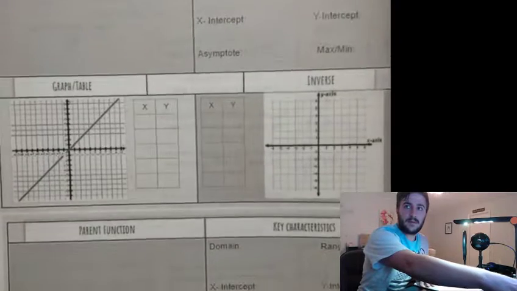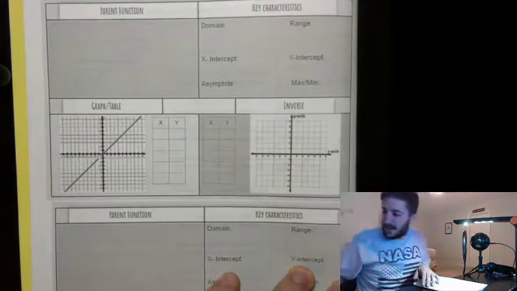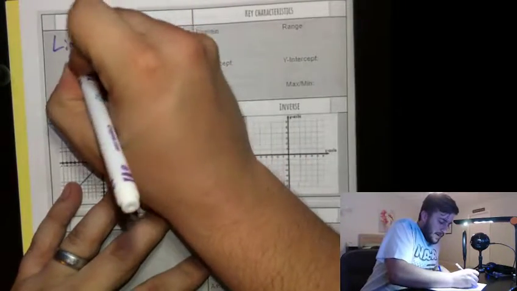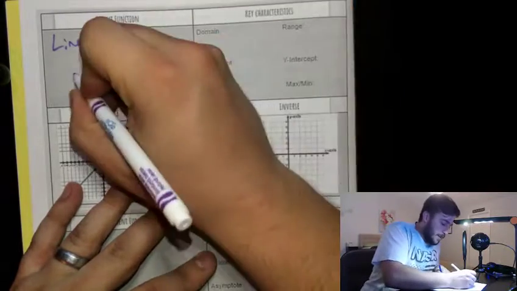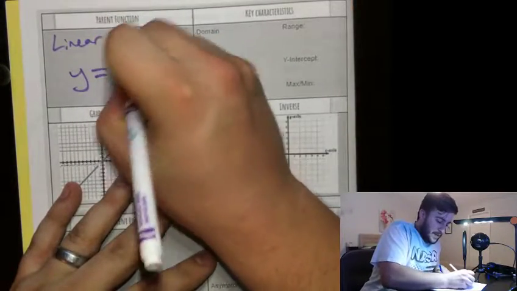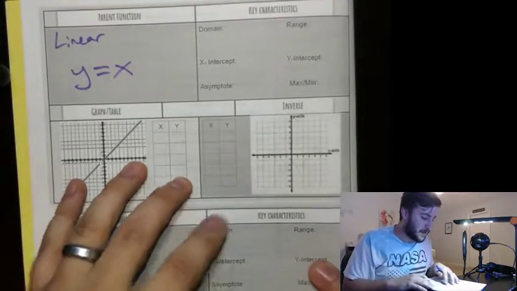Oh, my own little thing is in the way. Okay, parent function number 1. This one's going to be the linear. Okay, linear. Its equation is y equals x. It's as easy as it gets. Okay, so we'll put the name. We got the equation. It's y equals x.